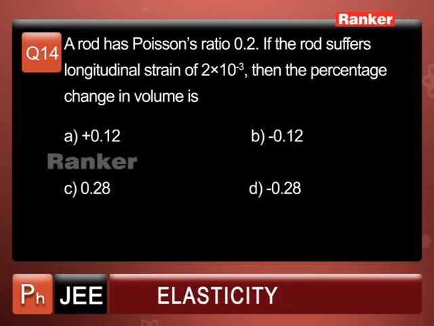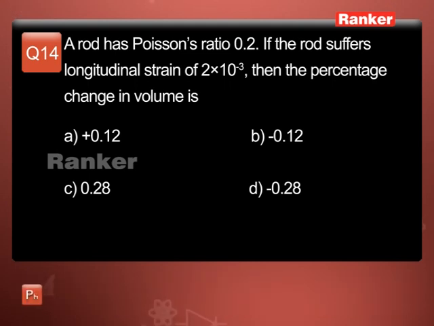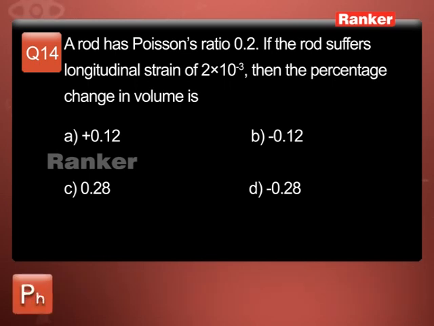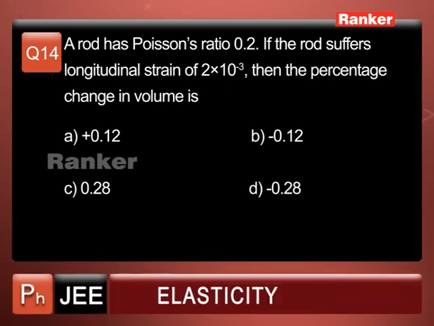Check the next number, which is one of the excellent model questions rather based on Poisson's ratio. A rod has Poisson's ratio 0.2. If the rod suffers longitudinal strain of 2 into 10 power minus 3, then the percentage change in volume is how much? He gave 4 options once again. The first option says plus 0.12. Second option says minus 0.12. Third option is 0.28 with positive sign. And fourth option is negative of 0.28.